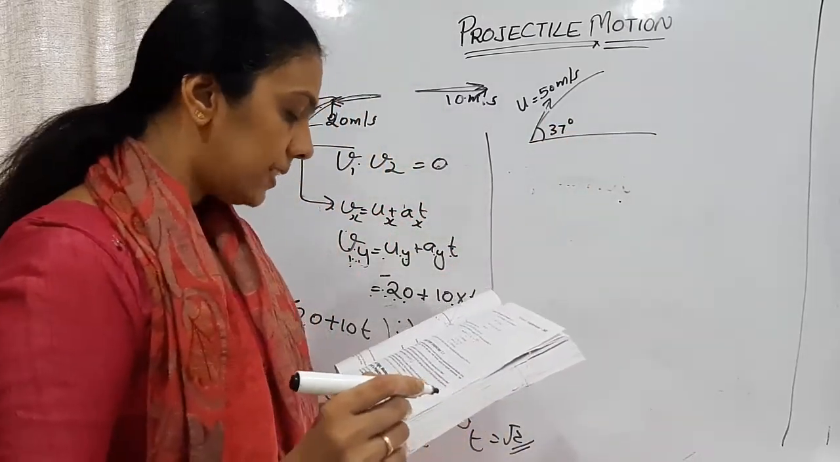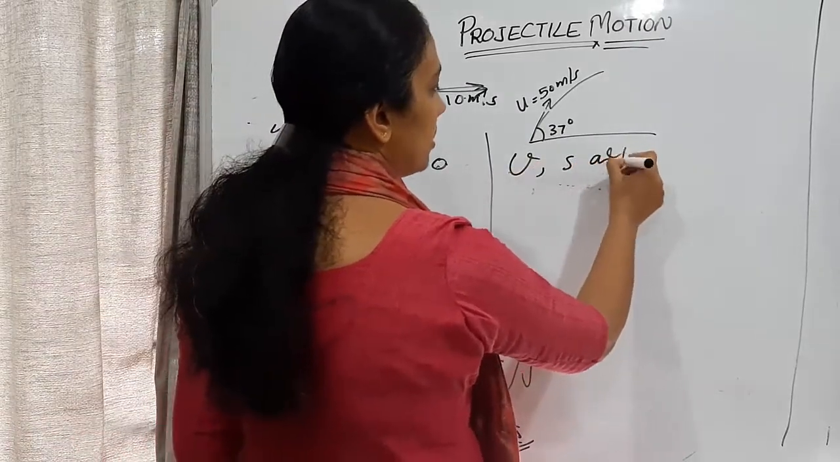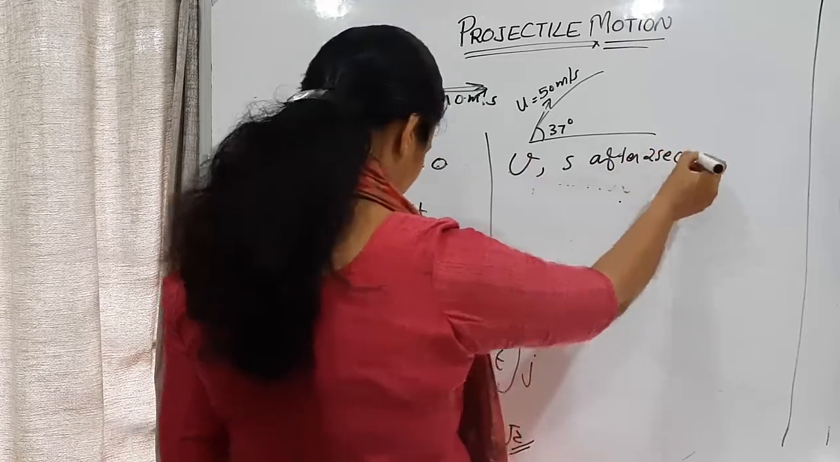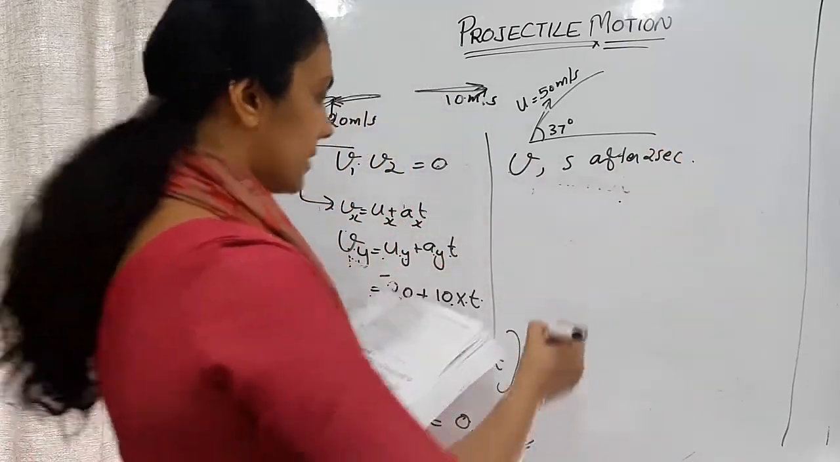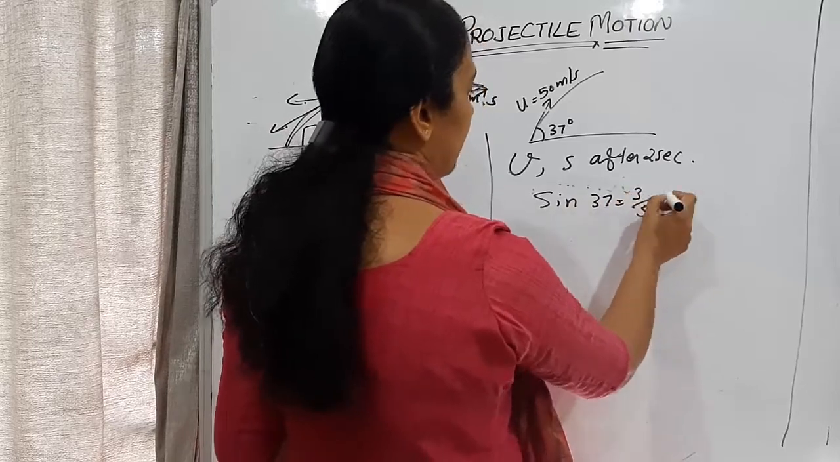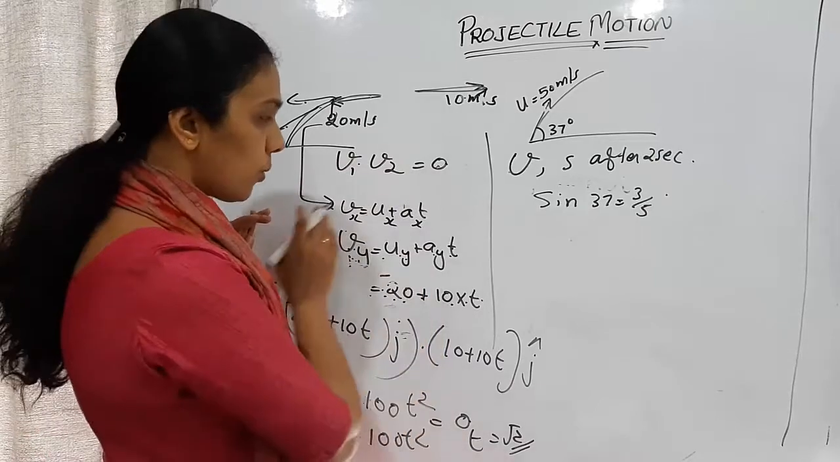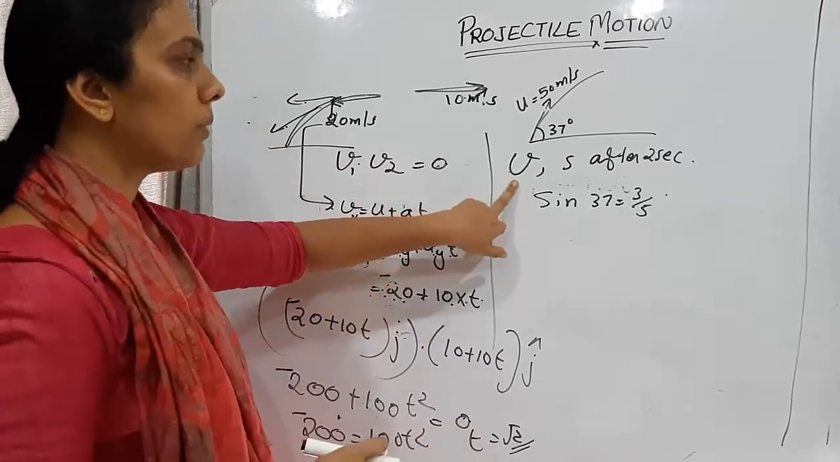Find the velocity and displacement after 2 seconds. And sine 37 is given as 3 by 5. So how can we find out, as I said in the previous videos, and in this question also, I told you to find out the velocity.